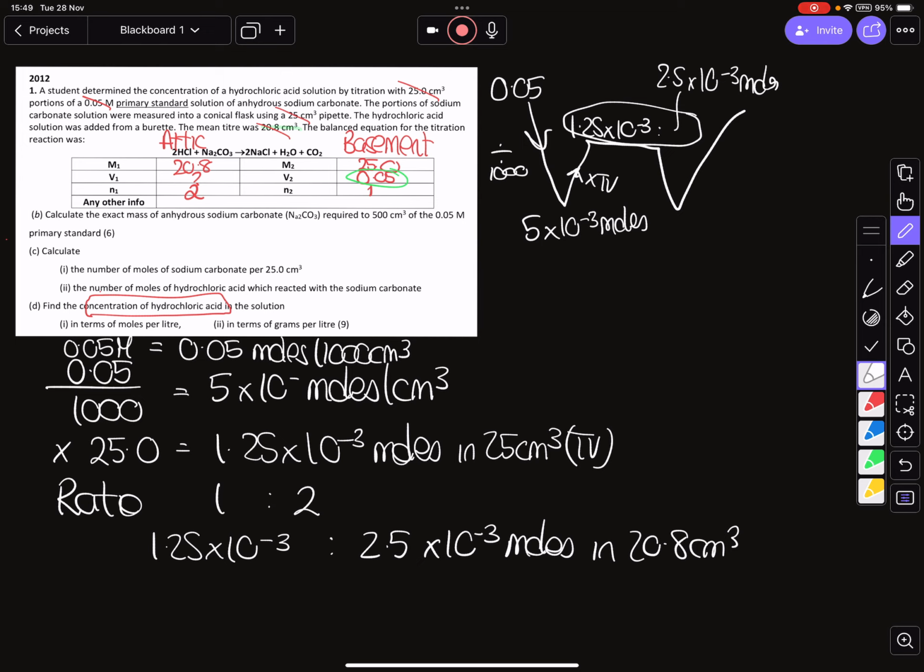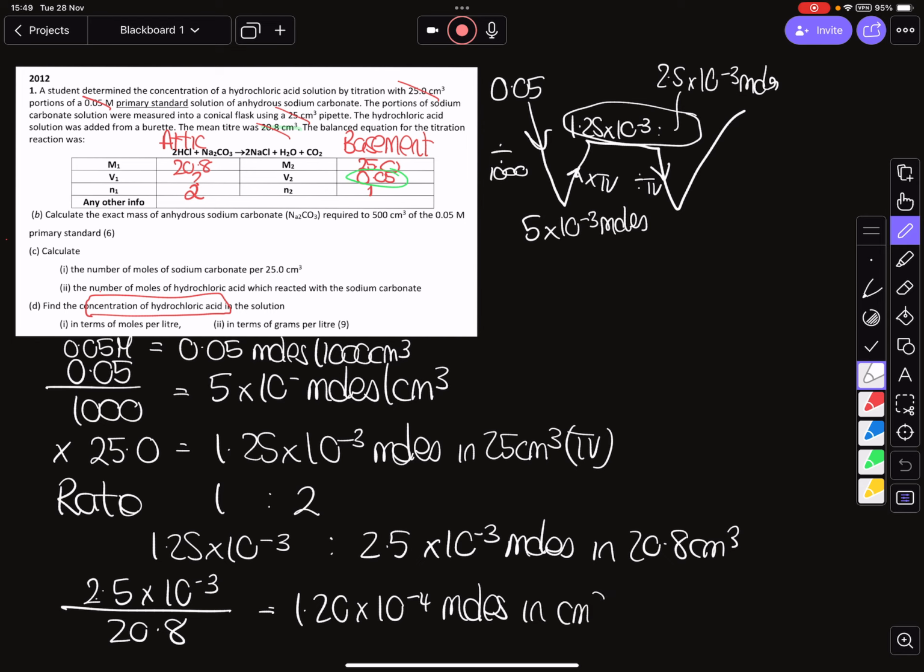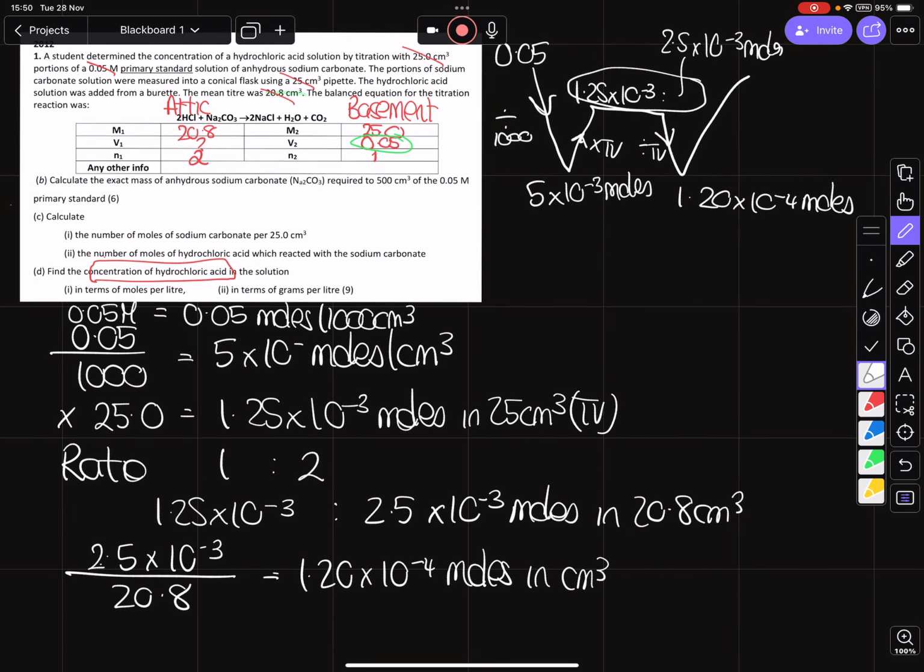3 moles for this. So the next step that we do is we're now going down, and this is going to be divided by this titre volume. So I'm going to divide 2.5 by 10 to the minus 3, and I'm dividing that by 20.8 centimetres cubed. And when I do that, I get 1.20 by 10 to the minus 4 moles, and that is now in a centimetre cubed. So remember, when we're at the bottom of our W, we are in moles per centimetre cubed. When we're at the very top, we're at big M, moles per litre, and when we're on our flat bit, that is moles at our end point.